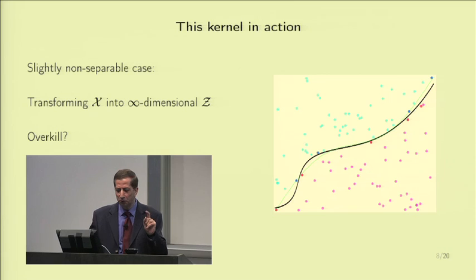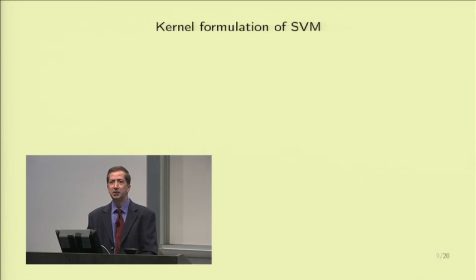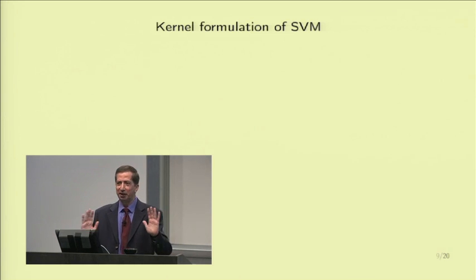But now we're asking a different question. We are asking, check the number of support vectors. That is your guide. And that is an in-sample quantity that you can observe. And that will tell you the generalization property. So now we are completely sold on the idea of the kernels.